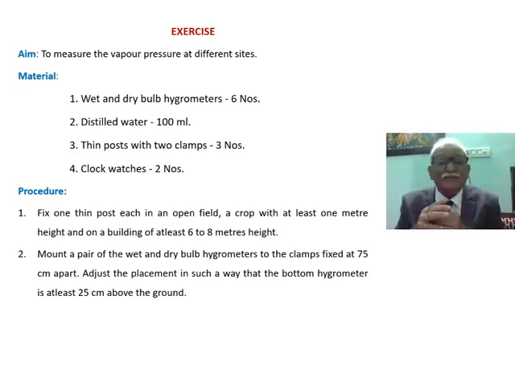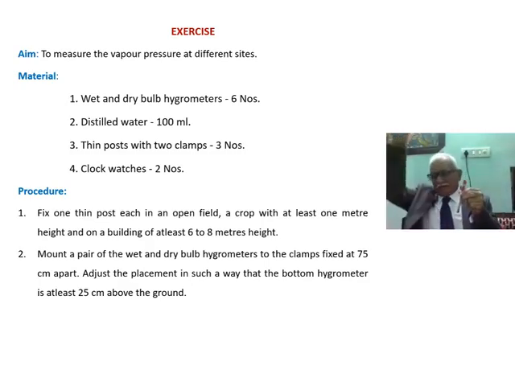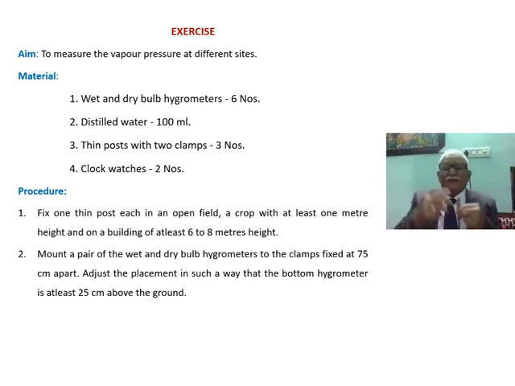Take distilled water, 100 ml, and take thin posts. Thin posts means two or three posts like this. Pick one thin post each in the open field. In the open field, you keep one post, and after 2 meters, for example, in the cropped field, one post.